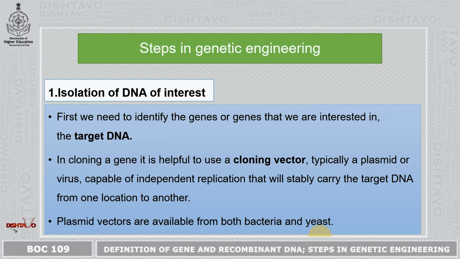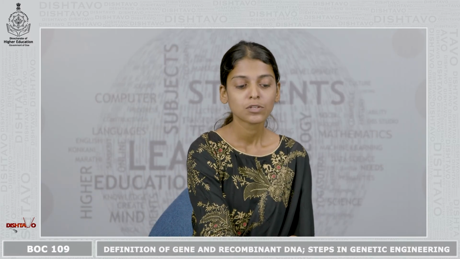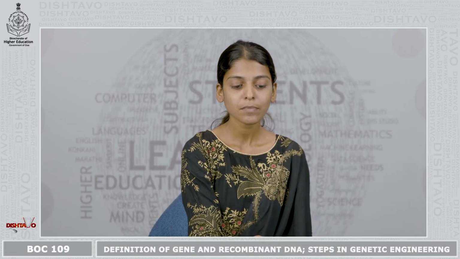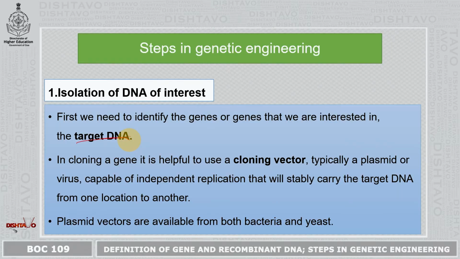Steps in genetic engineering. So there are basically various steps which need to be followed in the genetic engineering. So the first step is the isolation of DNA of interest. So first we need to identify the gene which we are interested in. So these genes are basically the target DNA. So this target DNA will be having your gene of interest.